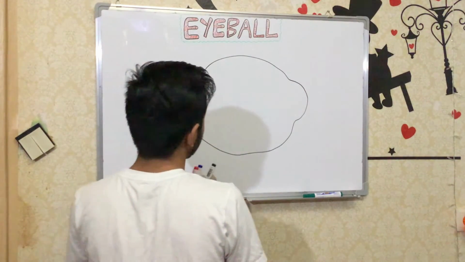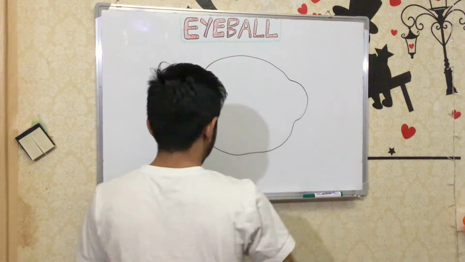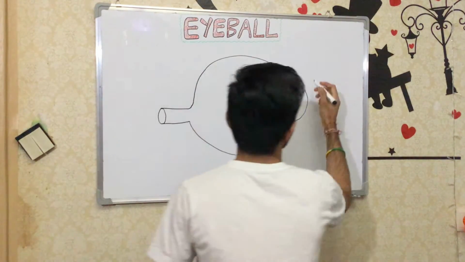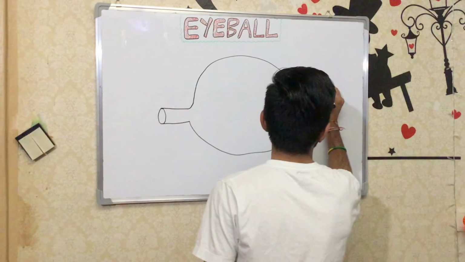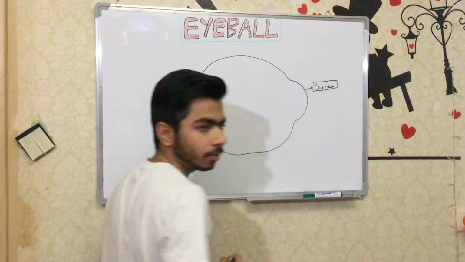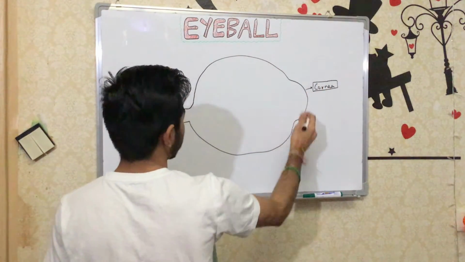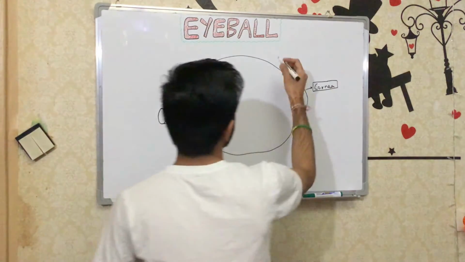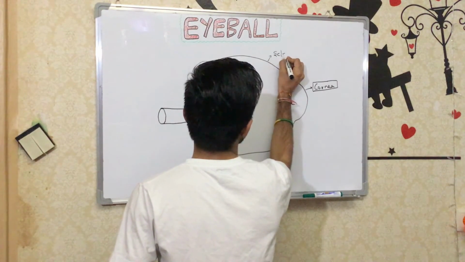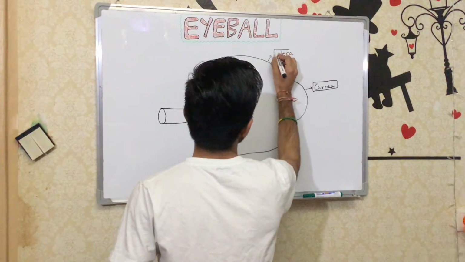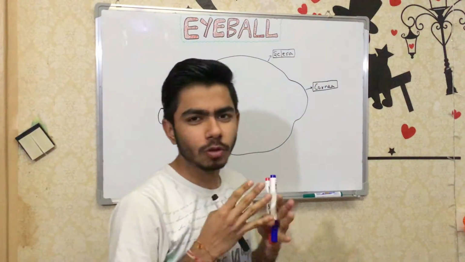This outermost portion is called the cornea. This is the anterior one, and the posterior one, this outer portion, is the sclera. So this is the sclera. This is the outermost portion of our eye.